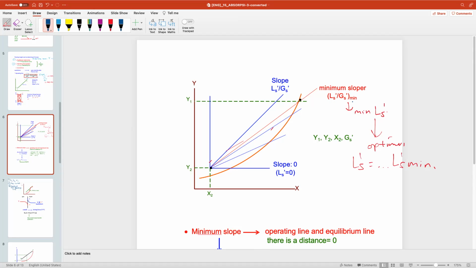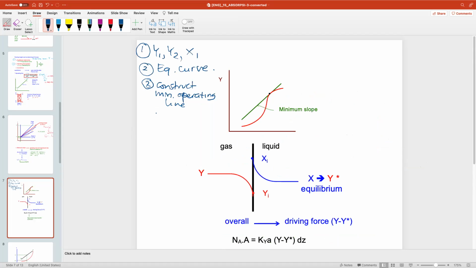Once you know the operating line minimum, you will find the LS minimum. Then the fourth step: you can find the LS, for example by how many times the LS minimum from the problem. And once you've got that, you need to check the correlation between kxa and kya. Find that, and then you can construct your graph.